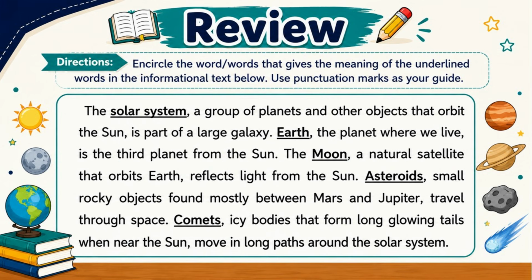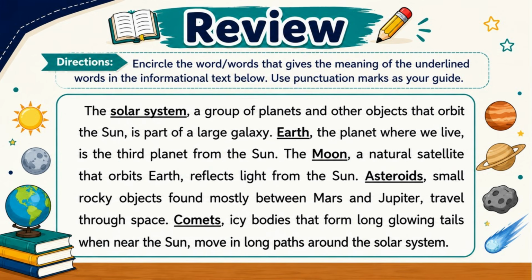Let us have another activity. Directions: circle the word or words that give the meaning of the underlined words in the informational text below. Use punctuation marks as your guide. The solar system, a group of planets and other objects that orbit the sun, is part of a large galaxy. Earth, the planet where we live, is the third planet from the sun.